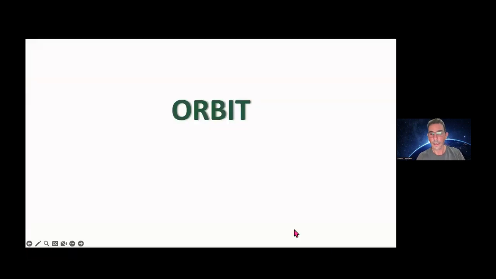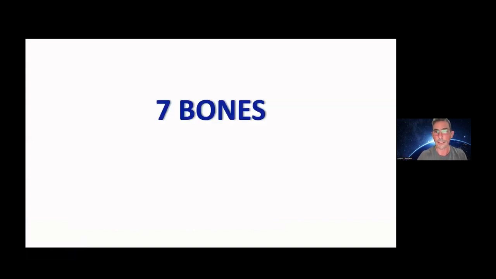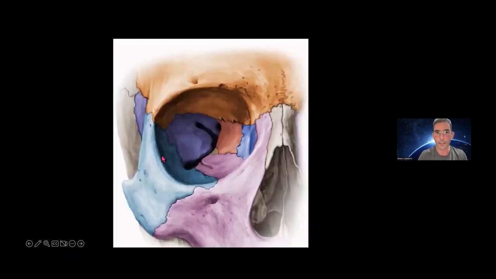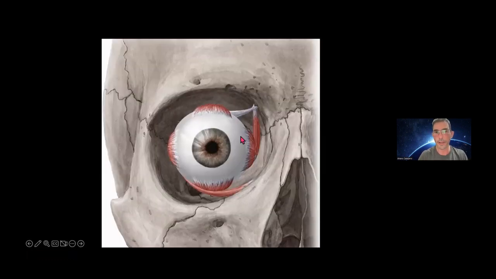In relation with the orbit, we published this with the idea of Professor Rhoton some years ago about the rule of 7. Why? Because we have 7 bones in the orbit. We can see the bones: the maxillary, the lacrimal, ethmoid, palatine, sphenoid, frontal, and zygomatic. Also, we have 7 muscles in the orbit, the 4 rectus, the superior and inferior oblique are 6, and the 7th is the levator palpebrae muscle.